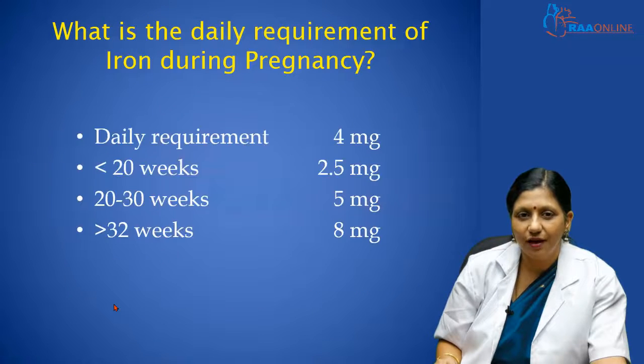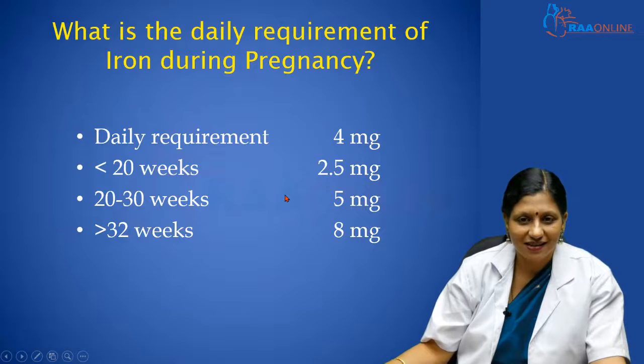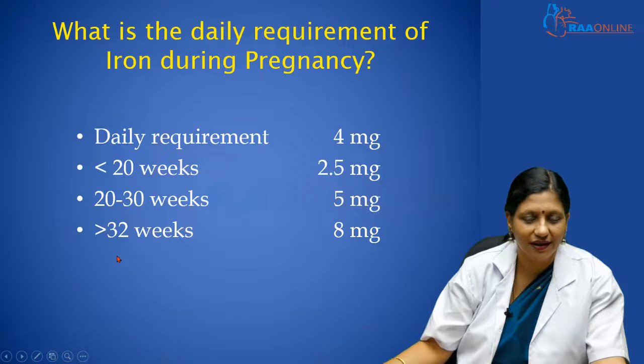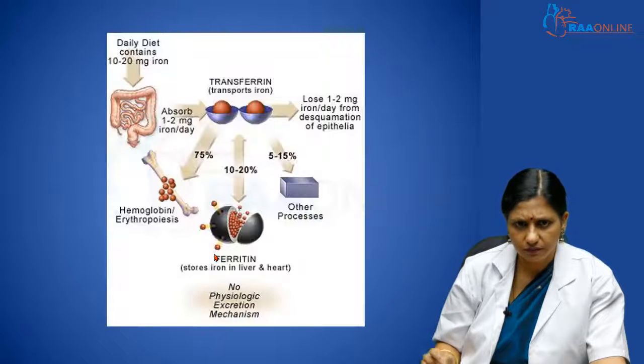So what is the daily requirement of iron during pregnancy? It is 4 mg per day. Less than 20 weeks, in the first half of pregnancy, the requirement is just 2.5 mg per day. From 20 to 30 weeks, the requirement is 5 mg per day. And after 32 weeks, the daily requirement of iron is very high, that is around 8 mg per day.